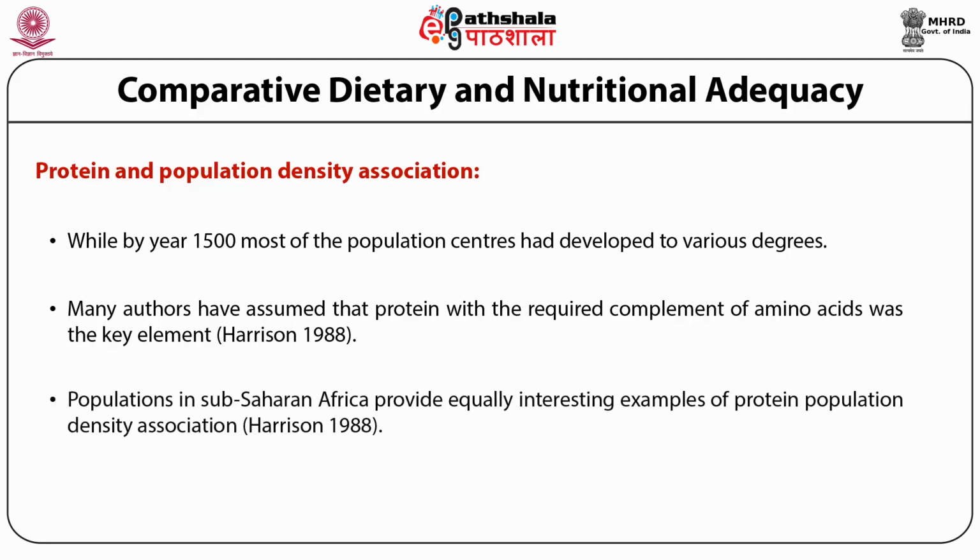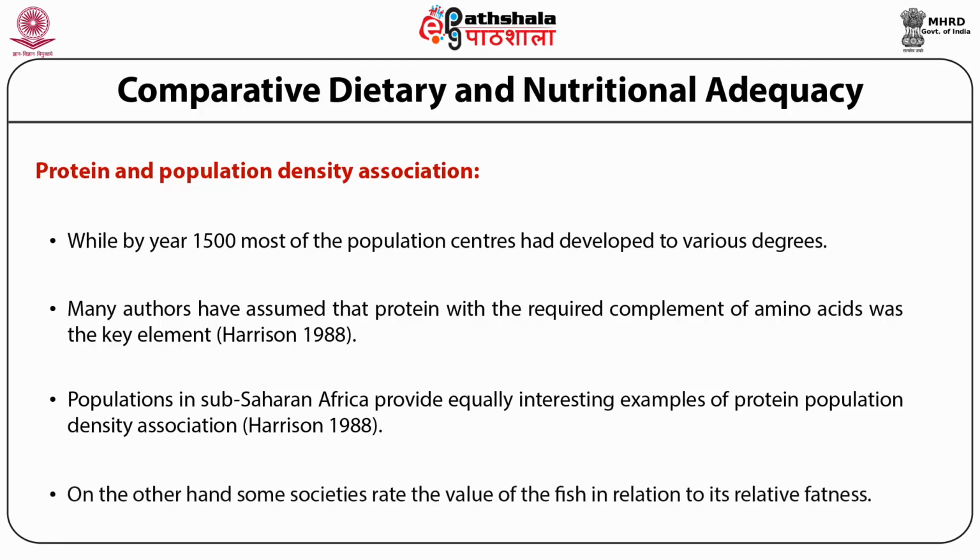Populations in sub-Saharan Africa provide equally interesting examples of the protein and population density association. It might be argued that people simply find the taste of meat desirable. On the other hand, some societies rate the value of fish in relation to its relative fatness. So it can be concluded that in the evolutionary process, a taste for fat has been genetically selected, and humans seem to capture food which provides nutrients crucial for their survival and well-being.